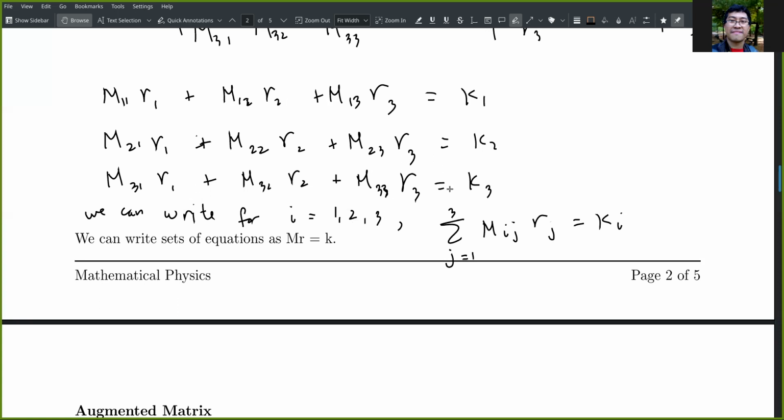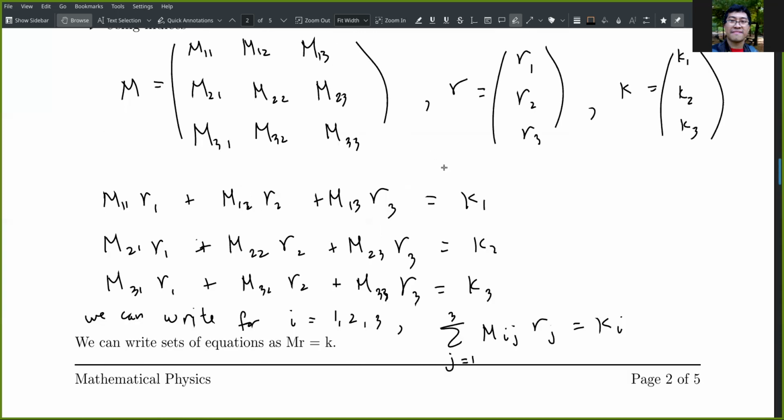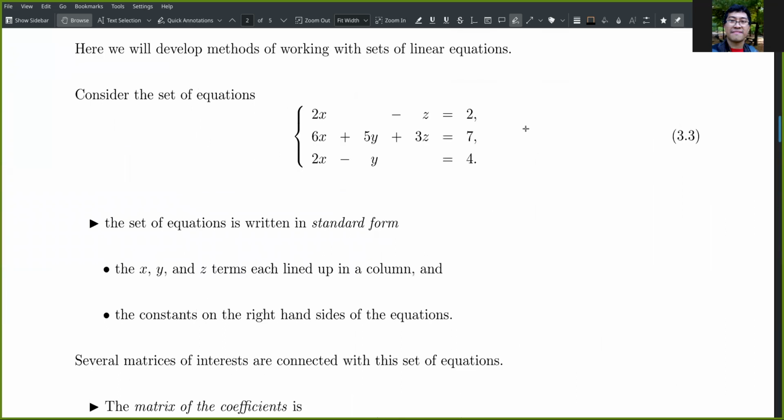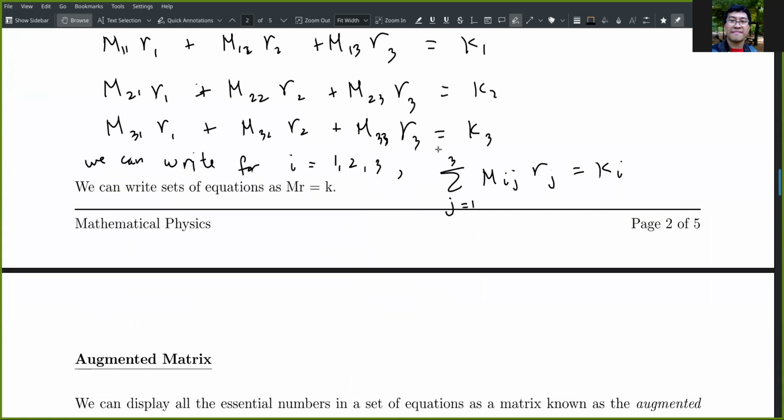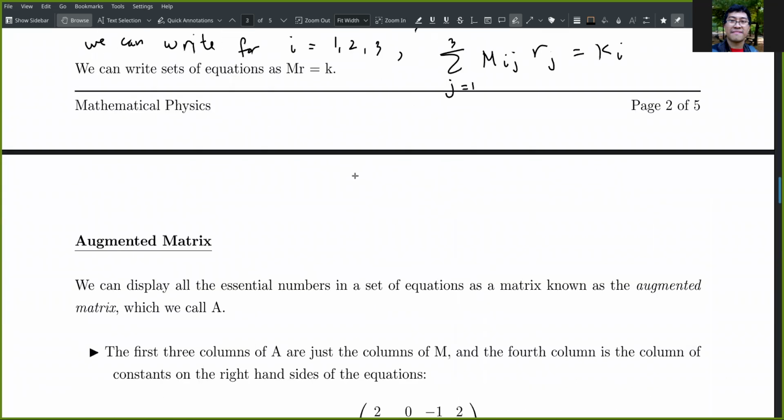You get these equations. So basically we can write our set of equations in terms of these matrices M times R equals K, or the matrix of coefficients M times R, which is the matrix corresponding to this, or here you have X, Y, Z, and K, the constants.